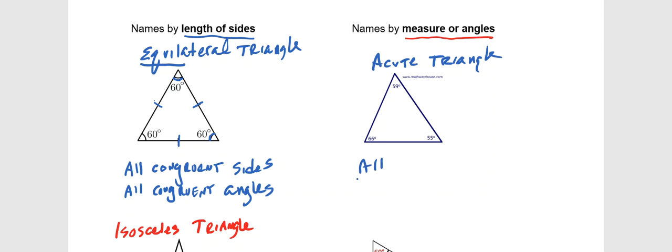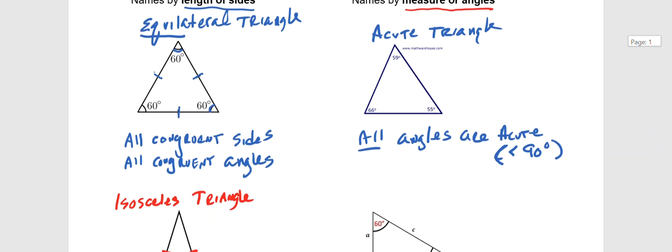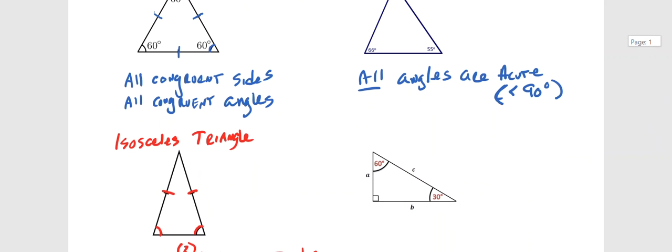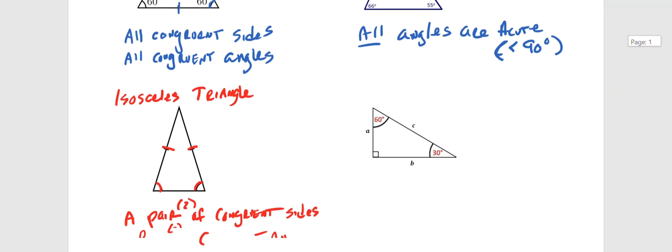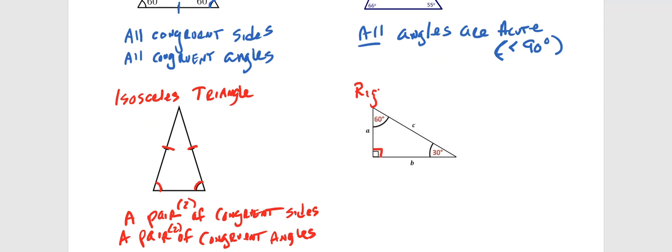That will be a triangle in which all angles are acute. Now remember, that means angles that are less than 90 degrees, okay? We're just going to put that as a reminder. The next type of triangle we're going to move on to, and in no particular order we're dealing with these, you notice that there is a right angle here. So as a result, we call this a right triangle.